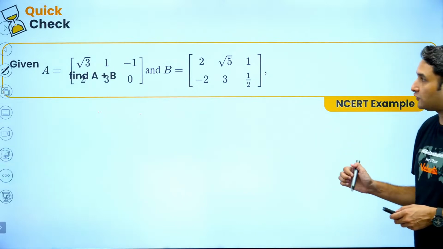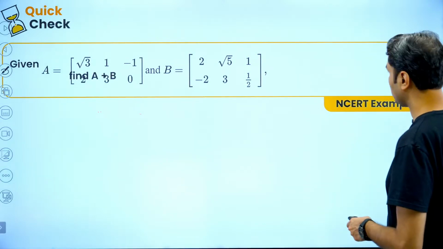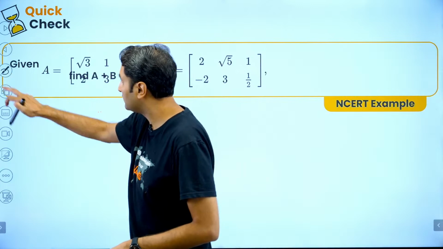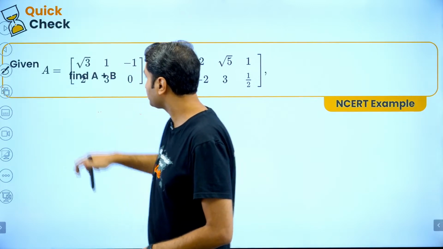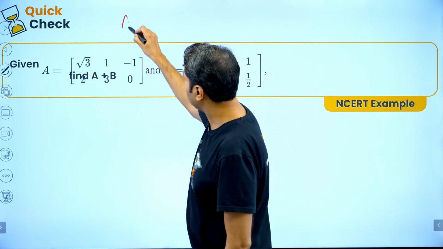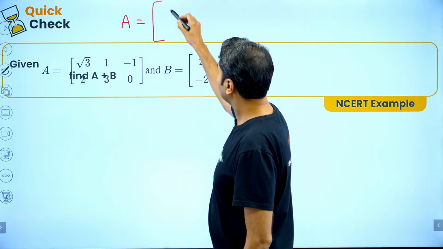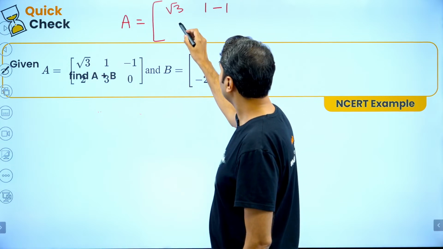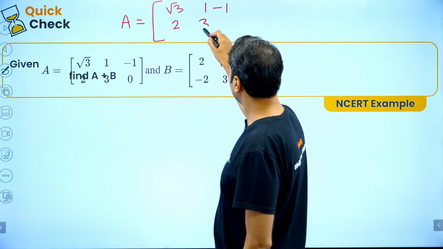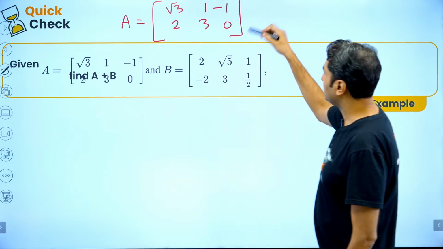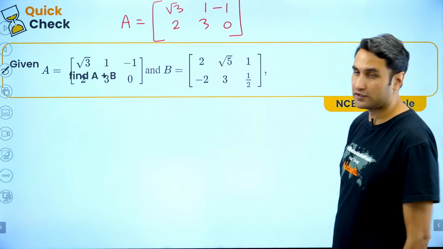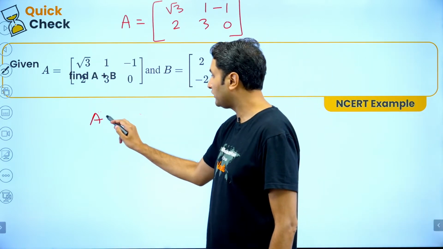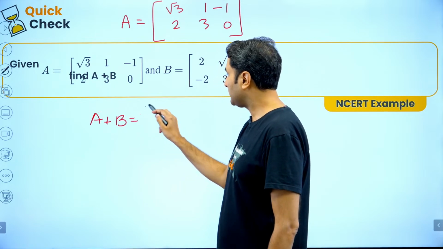So for example, if you look at this, what has happened to my slide? I think you can see the numbers. I'll show you. So A is, let me write it for you. A is root 3, 1, minus 1, alright, and then it is 2, 3, 0, and B, you can see, you have to find out A plus B. What is A plus B, bachcho? Can you write it very fast? What will be A plus B?